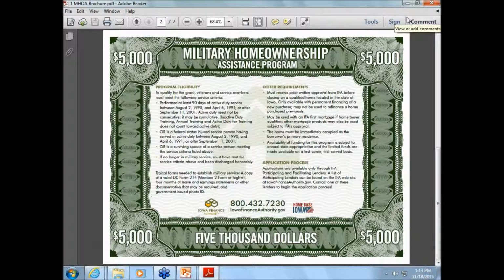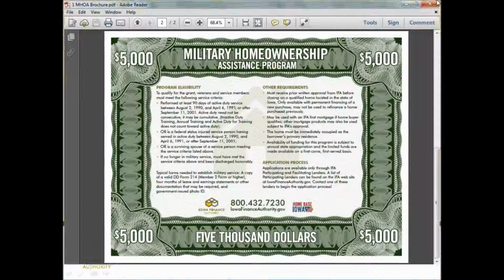There are some forms that are needed to verify that service, and then they have to be approved prior to closing by IFA. They would need to be used with an IFA mortgage unless you're offering a lower cost mortgage that meets certain criteria, so that would need to be approved. And the home has to be immediately occupied as the primary residence for the person using those funds. So the availability of these funds is limited. As I said earlier, the Iowa legislature appropriates funds for this program each year, has done so for a number of years now, and the funding is limited, so when it runs out, we do end up having to shut down our pipeline, and that can happen.